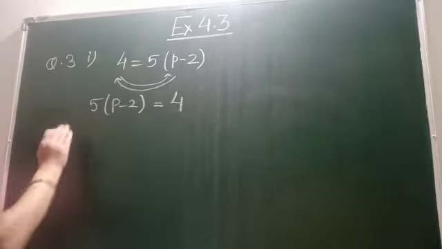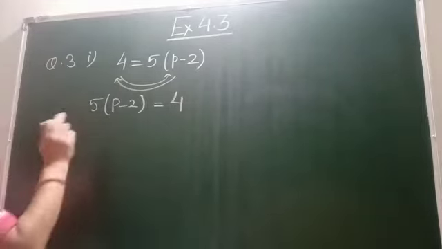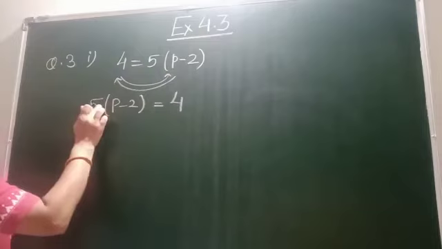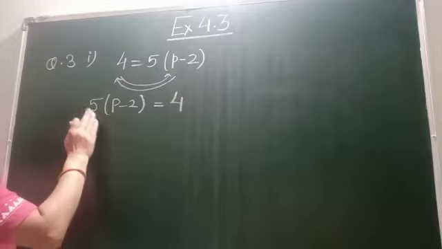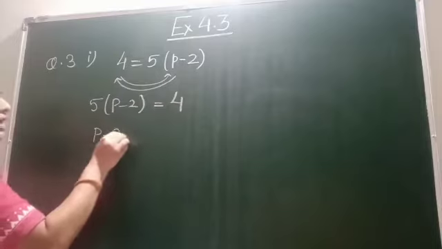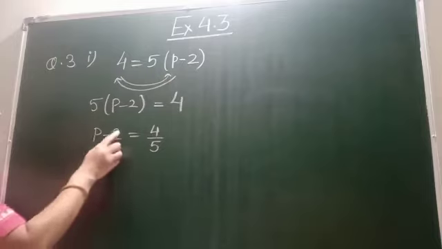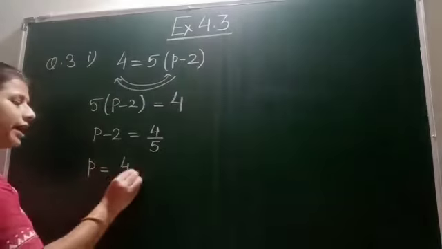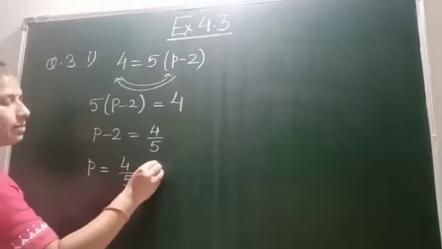Okay, next step, we will simplify this equation just similar to question number 2. Now first we will shift this 5 from left hand side to right hand side. Obviously this 5 is in the product form, so when we shift this 5 from left hand side to right hand side, it will come in the denominator, and we will get p minus 2 equals 4 upon 5. Now we will shift this minus 2 from left hand side to right hand side, and obviously the sign will change, minus will convert into positive, and we will get plus 2.